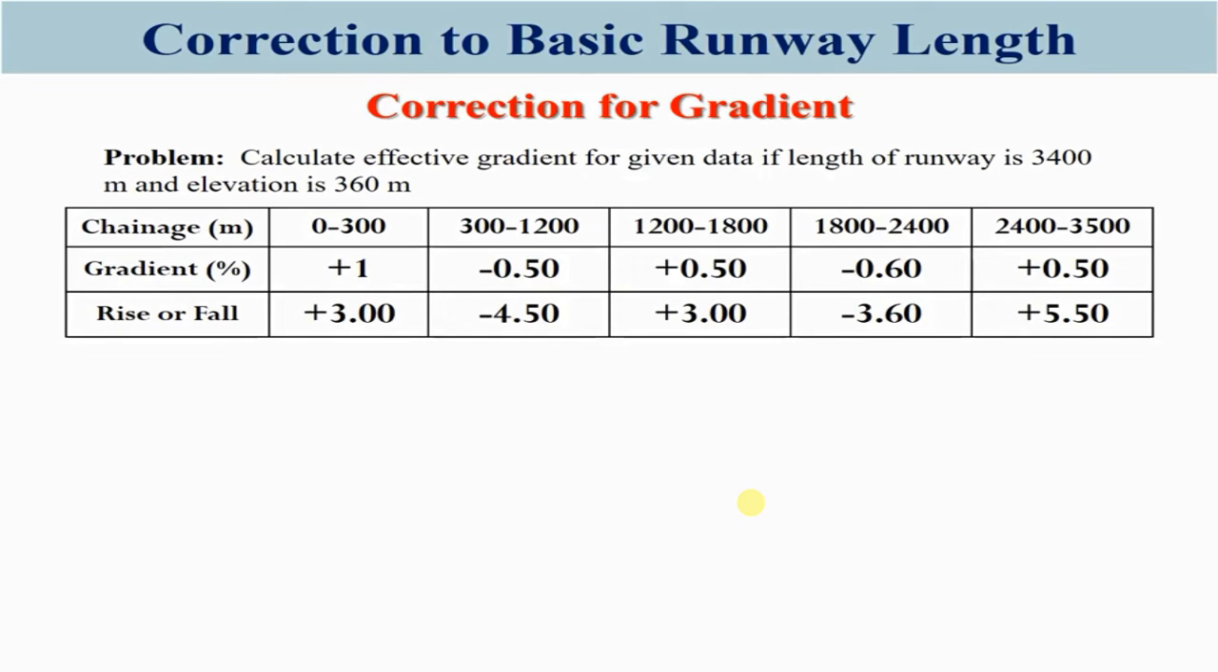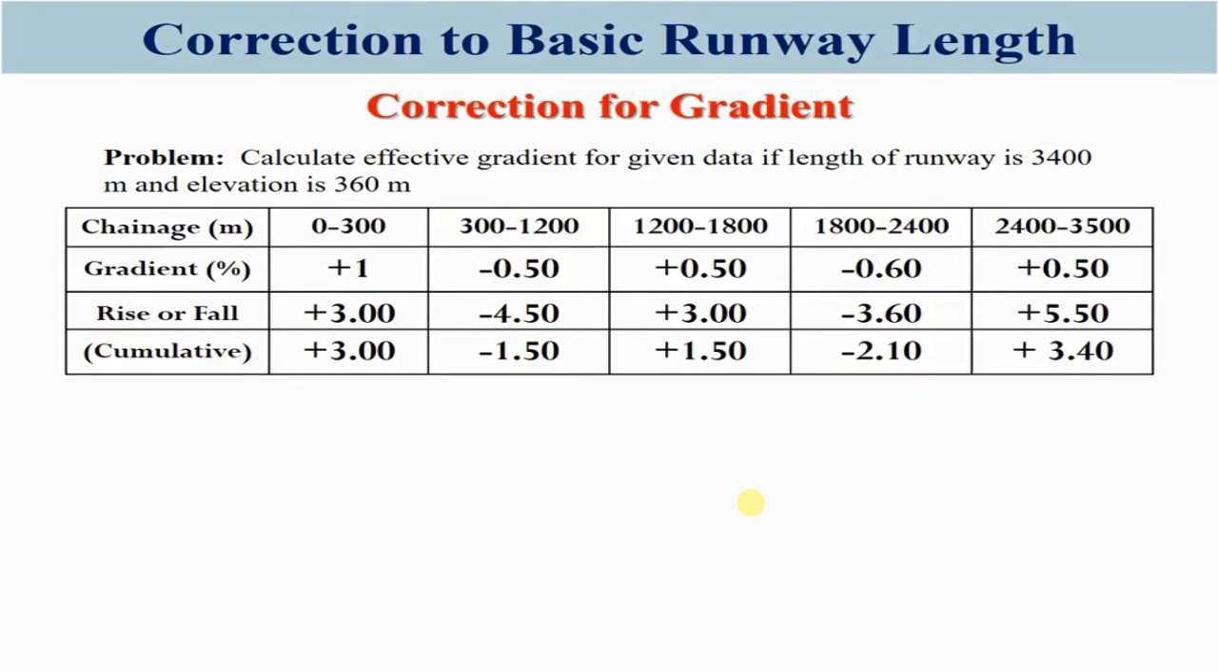In the third case, it is 600 because from 1200 to 1800, how much length will be there? It would be 600 meter. So 600 meter multiplied by 0.5 divided by 100, I will get a value around 3. So by doing this, I got all the values. Now I got the cumulative correction. Right. So how much is the cumulative rise or fall?